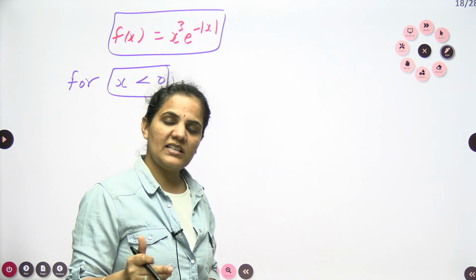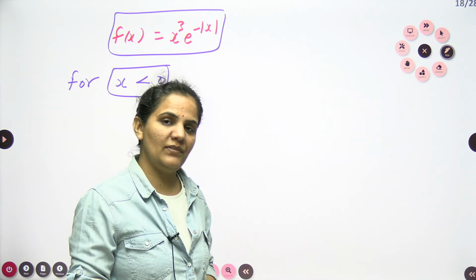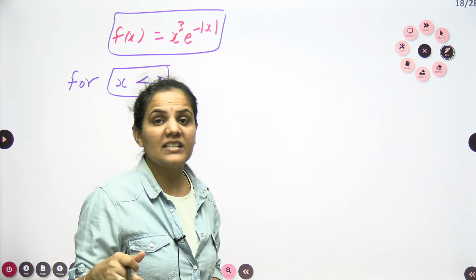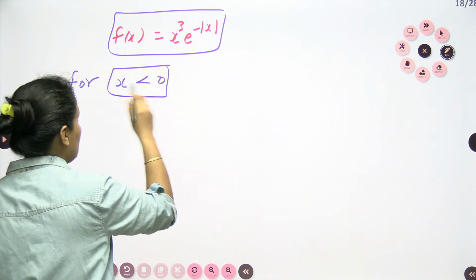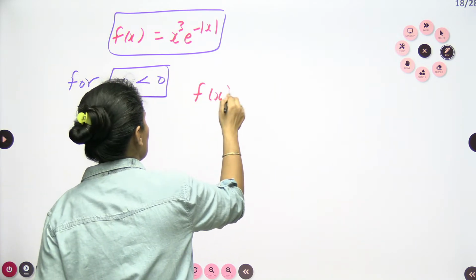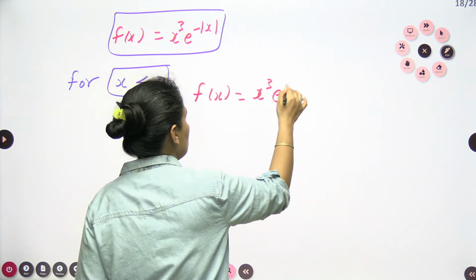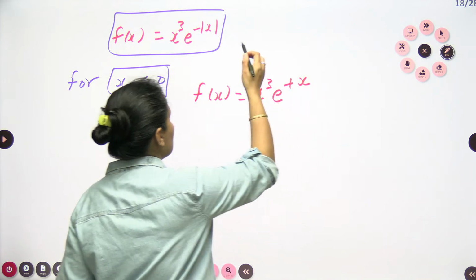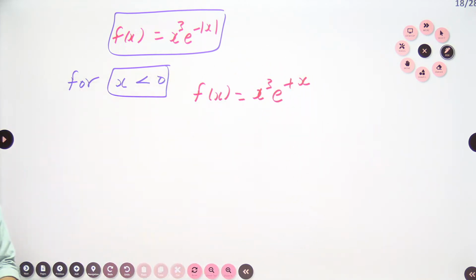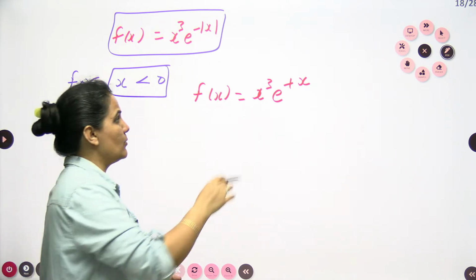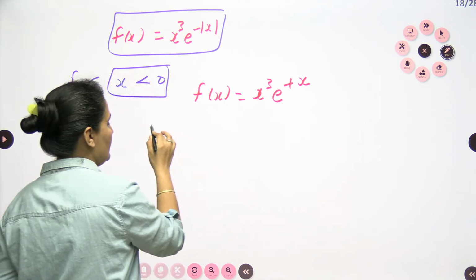Or if in this case I will have the global maxima or point of inflection, then I will check for x greater than 0 also. So right now I am going with x less than 0. So this will be x cube e to the power minus minus plus, because when I go with the value of mod x when it is less than 0, it should be minus x, so minus minus plus x. So here this is the value of function.